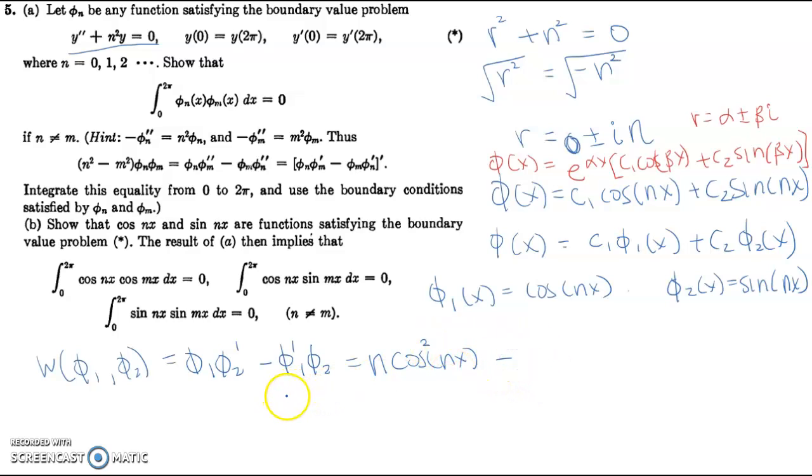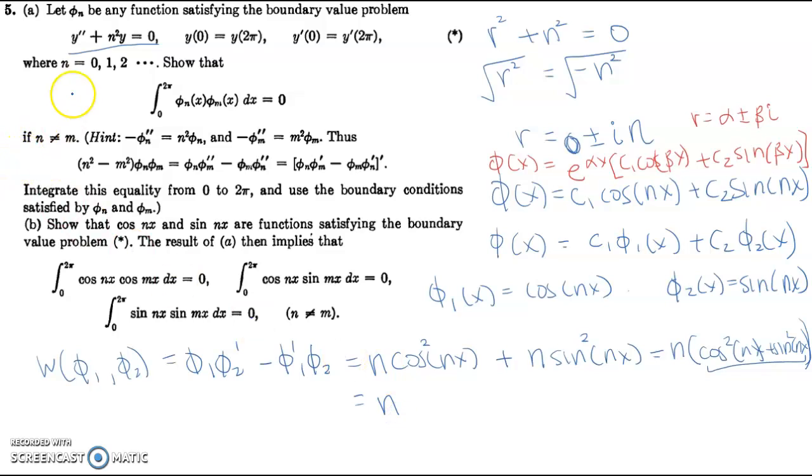We have the minus. Phi 1 prime is n times negative sine, so negative and negative become positive, so we have the sine of nx, and we multiply that by phi 2, which is the sine of nx, squared. Okay, so we can take out the n, and that would give us n times cosine squared of nx plus sine squared of nx. From our rule of algebra or pre-calculus, we know that cosine squared plus sine squared equals 1, which gives us just the value of n.